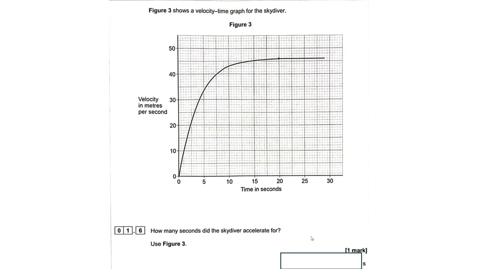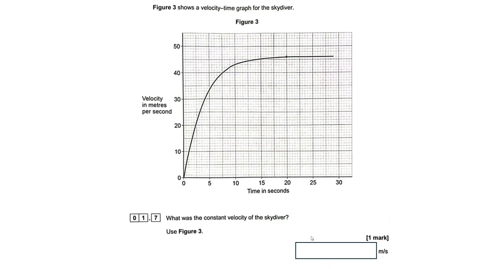Figure 3 shows a velocity time graph for the skydiver. So time is on the x-axis and the velocity on the y-axis in meters per second. How many seconds did the skydiver accelerate for? So you can see the change in speed, okay? And if you look carefully, for the first 20 seconds, the skydiver is moving faster and faster. It accelerates a lot more at the beginning than at the end, okay? But it's still accelerating up to 20. And it stops accelerating after 20 seconds, okay, where the velocity stays constant.